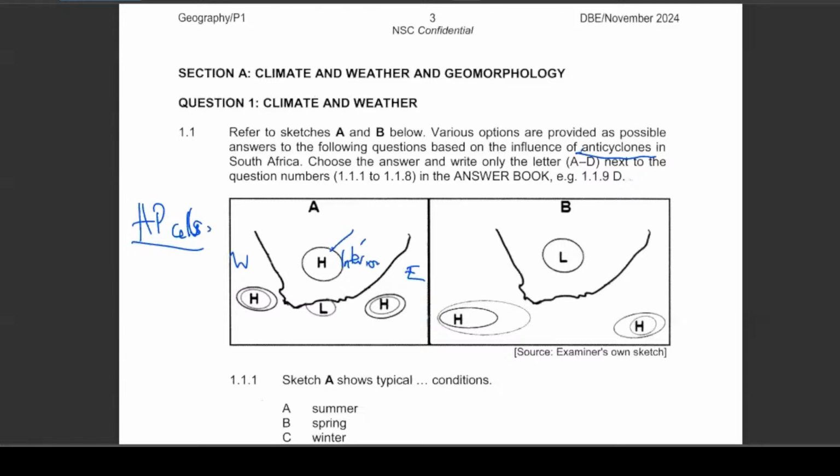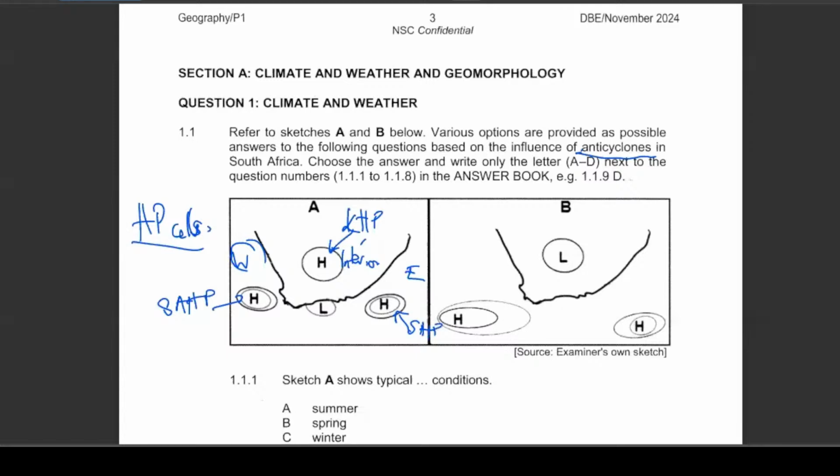If this is the situation and we have a high pressure cell here over the interior, obviously this is our Kalahari high pressure cell, which dominates over the interior of Southern Africa. And on the west, we know we have the Atlantic Ocean. So this typical anticyclone is the South Atlantic high pressure. And again, on the extreme eastern side, we know on the east we have the Indian Ocean. And the typical anticyclone that we have is the South Indian high pressure cell.